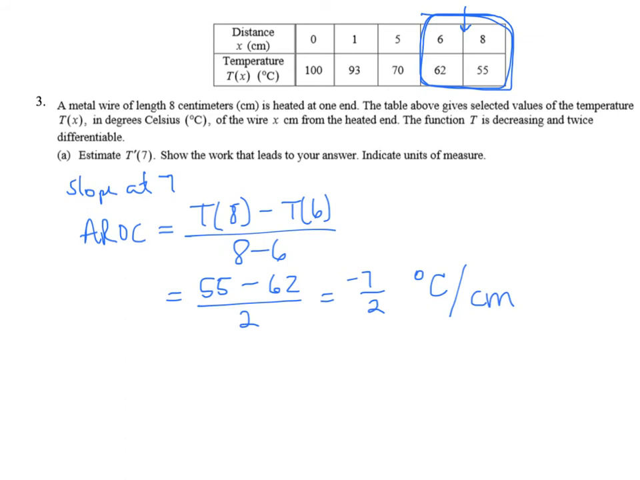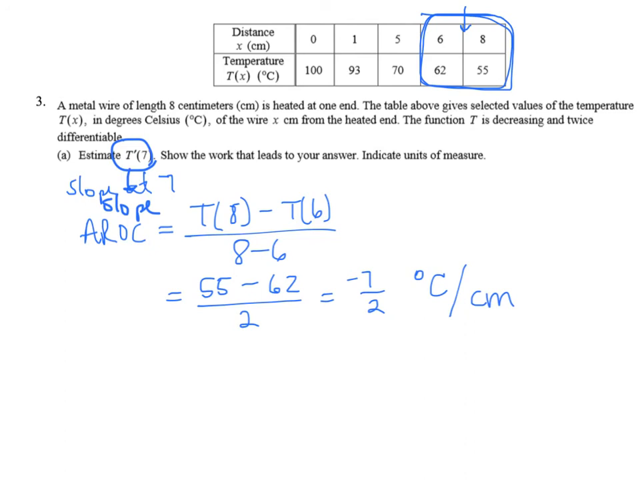And we can say it tells us that the function is decreasing and differentiable. So estimate T prime of 7. T prime of 7 is asking for the derivative of the function at an x value of 7. Well, clearly I don't have an equation for T of x, so I can't calculate the exact derivative of T of x. But what I can do is use the concept that T prime of 7 is really asking for the slope of the tangent line at 7.